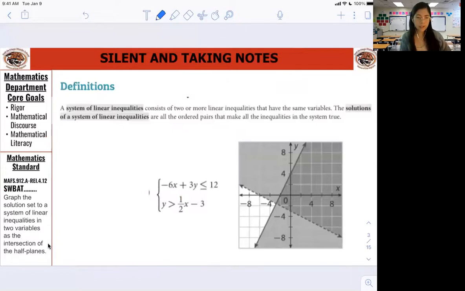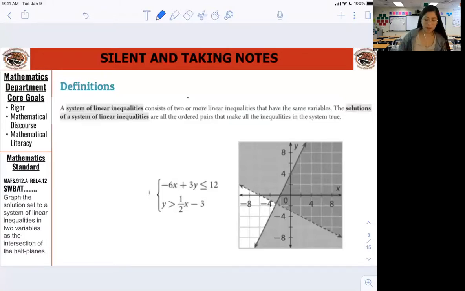Can I get a volunteer to read for us the definition of a system and then the solutions of a system? So basically just read this little blurb. A system of linear inequalities consists of two or more linear inequalities that have the same variable. Good. And continue reading, please. The solutions of a system of linear inequalities are all the ordered pairs that make all the inequalities in the system true. Beautiful, thank you.